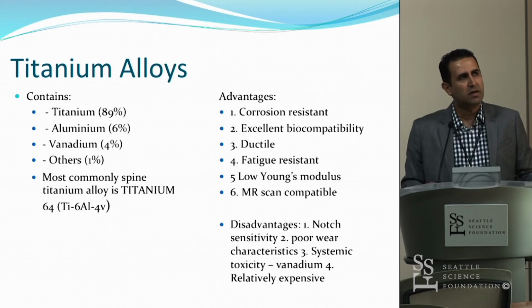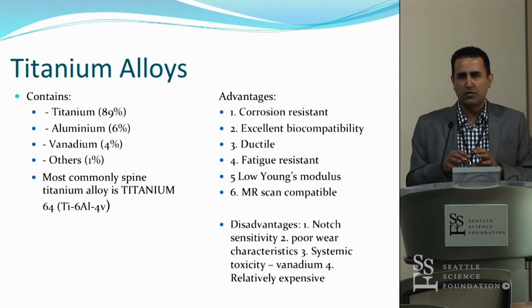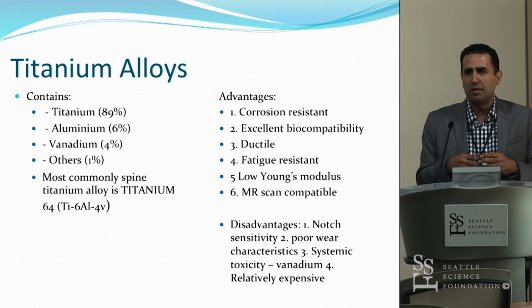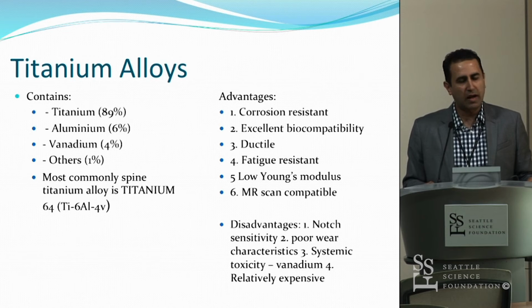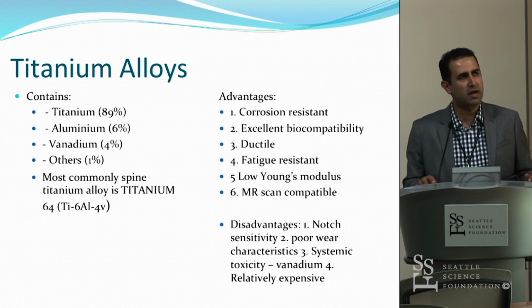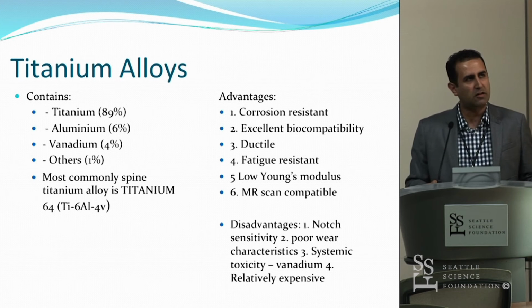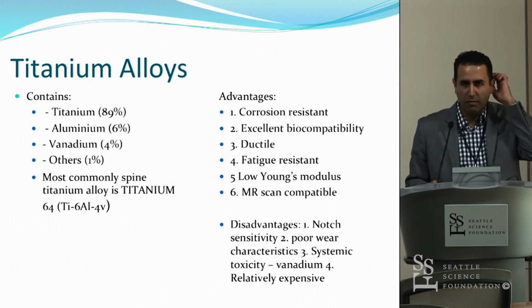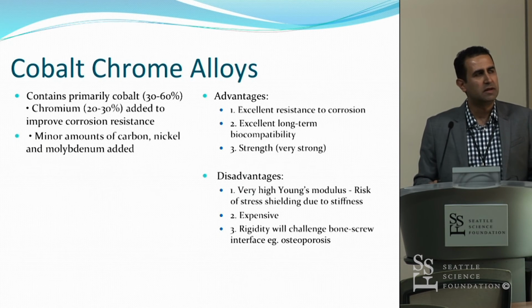You can do a little bit better by utilizing certain protocols on your MRI sequences to minimize the artifact even better. The problem is that it's notch sensitive, and this is what we talked about before. So you will create a stress riser by bending the rod. And if you do that too much because you weren't happy with your correction, it's particularly subject to failure. You should get rid of it and start again. It is systemically toxic, but that comes from the vanadium part, and it's kind of expensive, especially compared with steel.